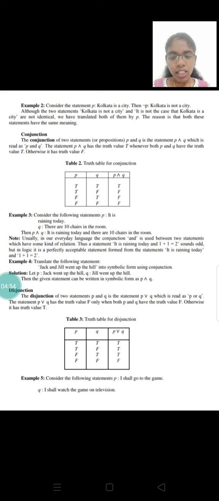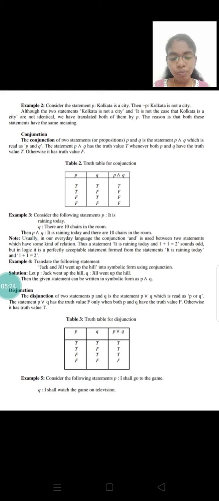Disjunction. The disjunction of two statements P and Q is the statement P ∨ Q, which is read as P or Q. The statement P ∨ Q has the truth value F only when both P and Q have the truth value F. Otherwise, it has truth value T. Truth table for disjunction: P ∨ Q. True, true, true, true, false, true, false, true, true, false, false, false.